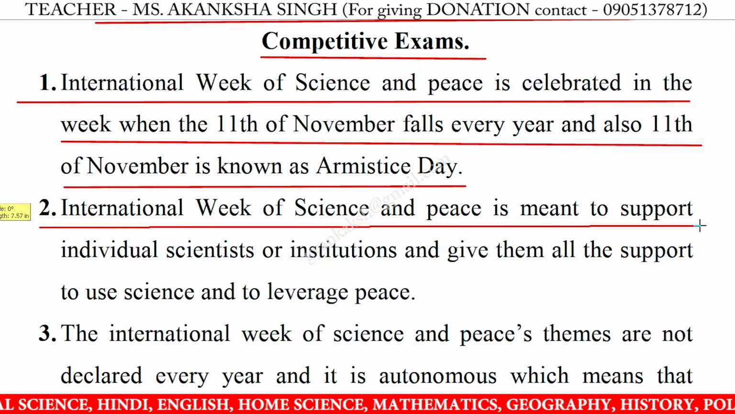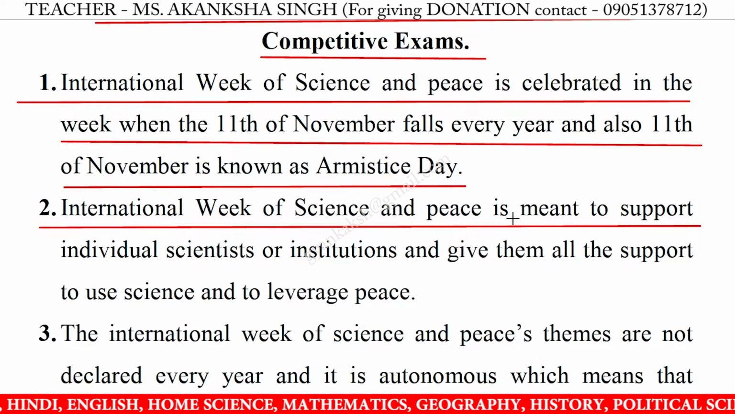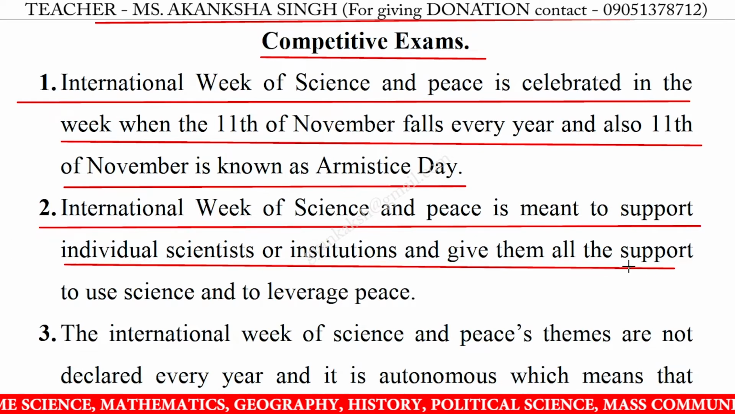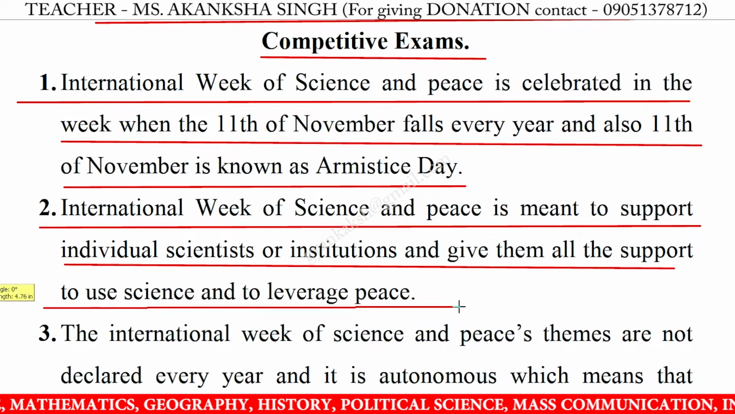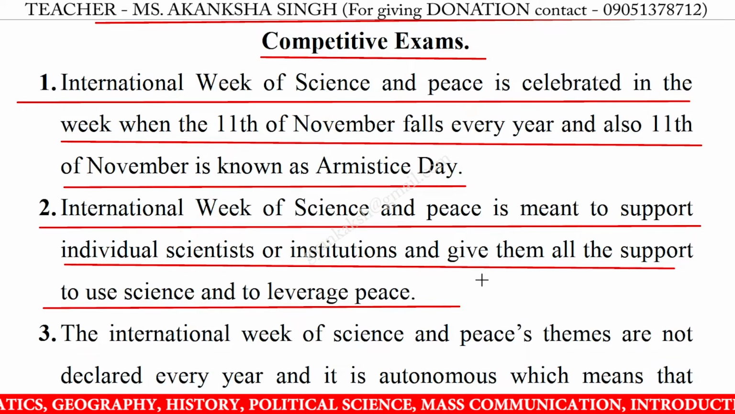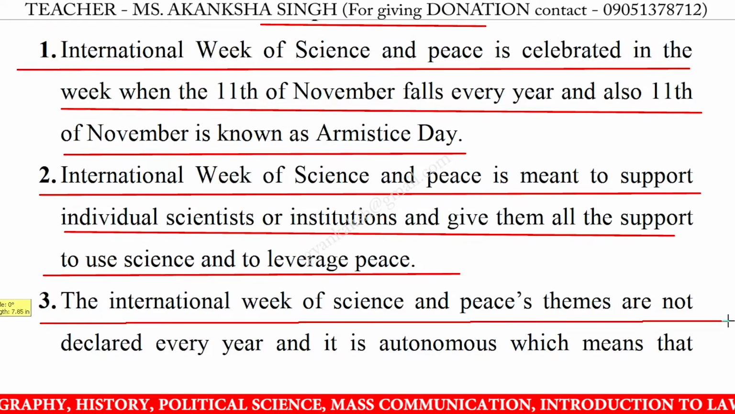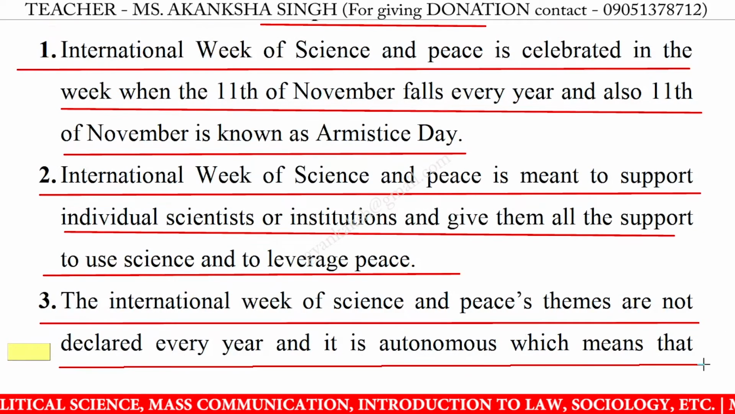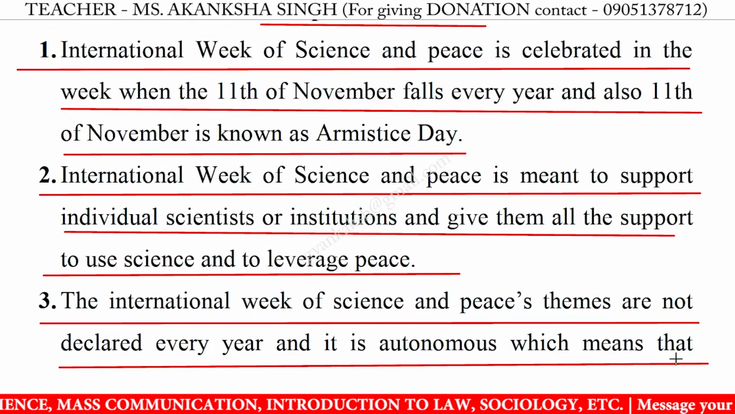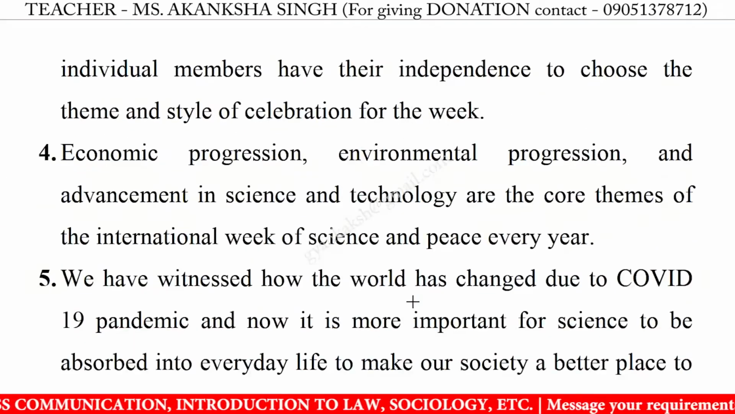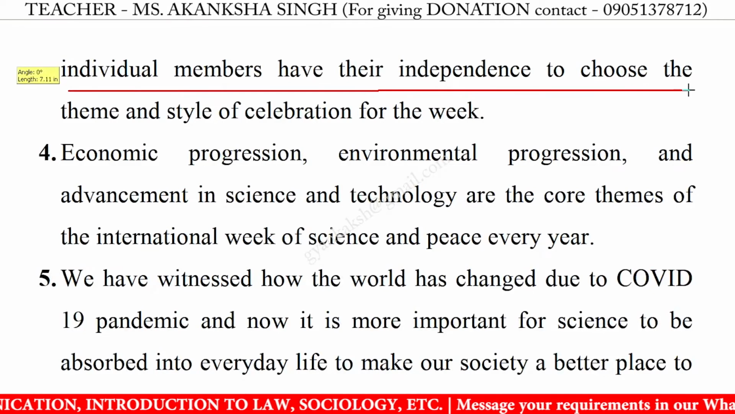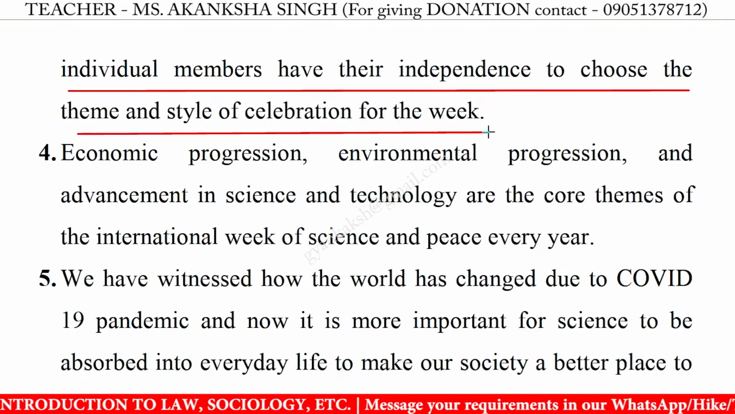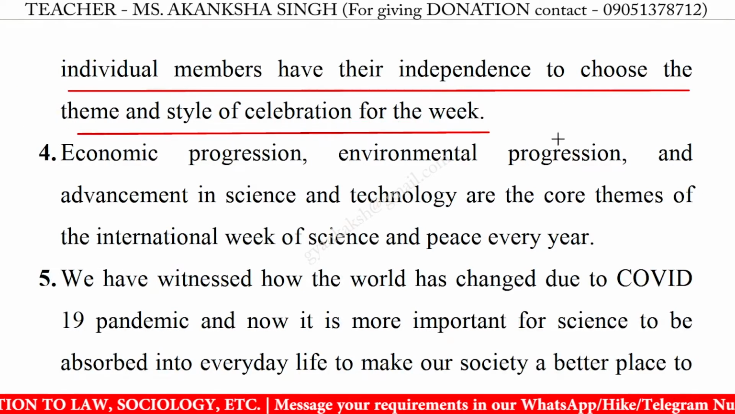Number 2. International Week of Science and Peace is meant to support individual scientists or institutions and give them all the support to use science and to leverage peace. Number 3. The International Week of Science and Peace's themes are not declared every year and it is autonomous, which means that individual members have their independence to choose the theme and style of celebration for the week.